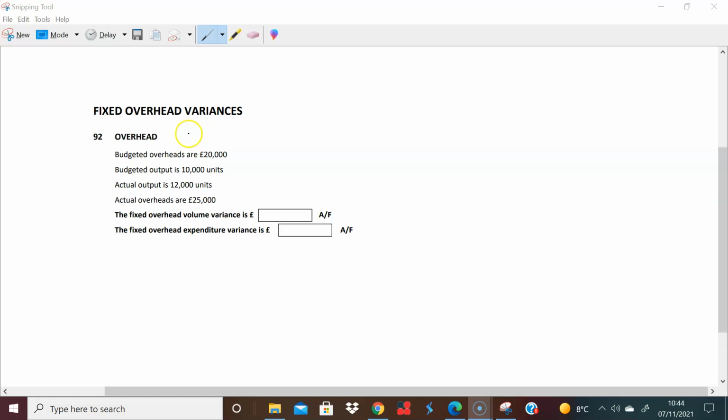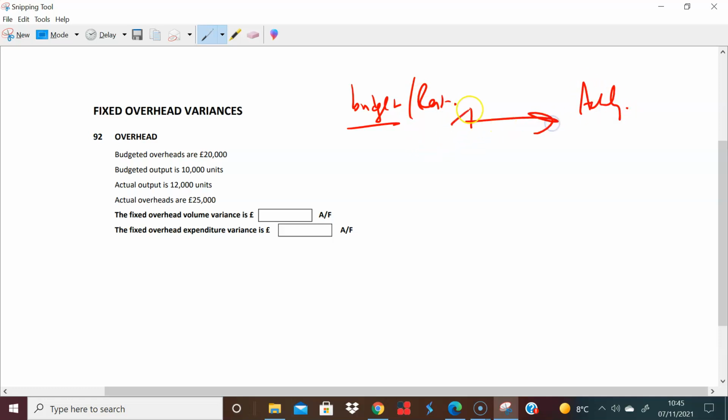Someone, especially a management accountant, has felt that it is okay to even assume that fixed overheads could be variable. And that's not the case. The standard case should be you have a budget of what you think your fixed overheads are. Imagine that's rent. They actually happen, and there's a difference. And that really is it. That's what should be the case.